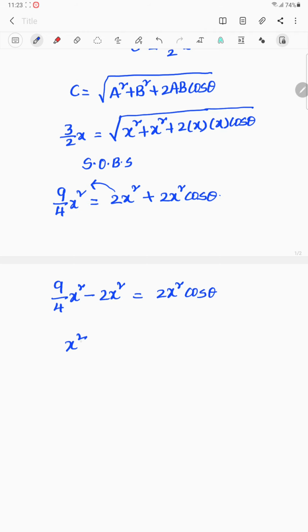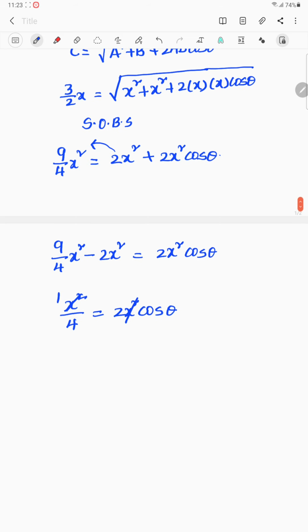So it turns out to be x square by 4 is equal to 2x square cos theta, and I can cancel x square on both sides and send this 2 here, 1 remains here. So cos theta will be equal to 1 upon 8, and the angle between the two vectors is given by theta is equal to cos inverse of 1 upon 8. So this is the way you have to solve such problems.